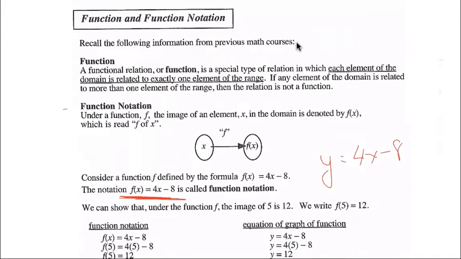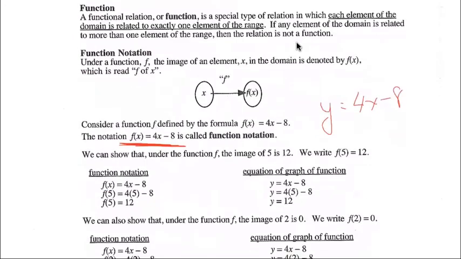So it says here, function notation. Under a function, f, the image of an element x in the domain is denoted by f of x, which is read f of x. It's fancy terminology that you're not going to be asked for, so you don't really need to know it, but it's just a fancy way to write y equals. When we talk about functions and equations, other terminology changes as well, as you're about to see with the zeros and roots and x-intercepts.